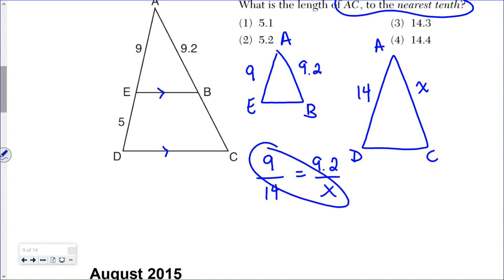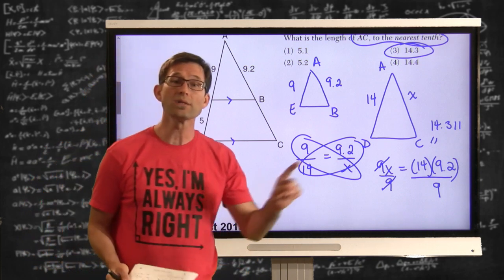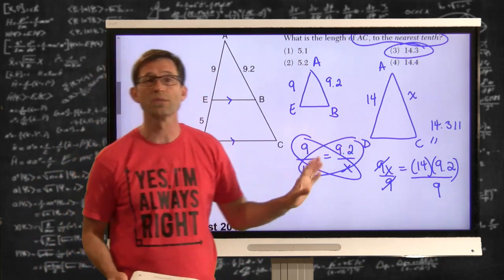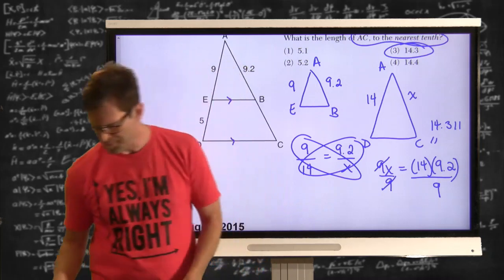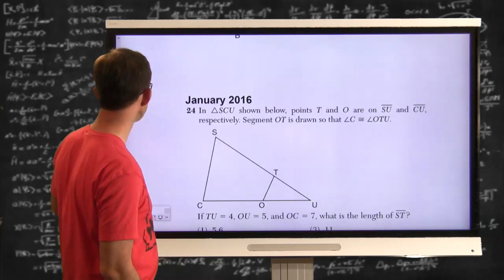If I then do a little bit of cross multiplying, I get 9x is equal to 14 times 9.2. Then you just divide both sides by 9. You do all that arithmetic on your calculator, i.e. 14 times 9.2 divided by 9. You get x is equal to 14.311. So to the nearest tenth, we're talking about 14.3. So pretty easy. The key is to be able to visualize those two similar triangles so that you can set up the ratio appropriately. All right, I think we're gonna skip over August 2015, head into January 2016.